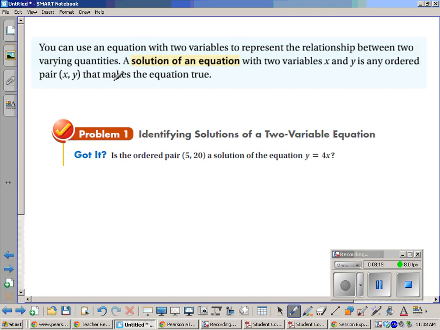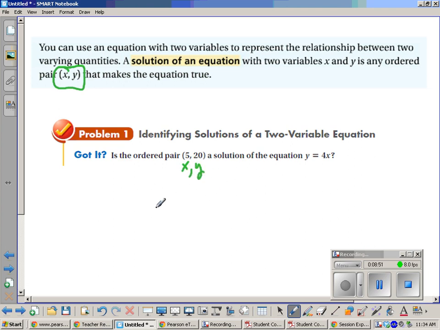Now we're going to talk about the solution to an equation with 2 variables. The solution to an equation with 1 variable is just what that variable equals. When we have 2 variables, we're going to write it as an ordered pair. In an ordered pair, in this case x and y, x is always the first number, y is always the second number. We can check an ordered pair given to us to see if it's a solution by substituting it in. So in this case, x is 5 and y is 20.